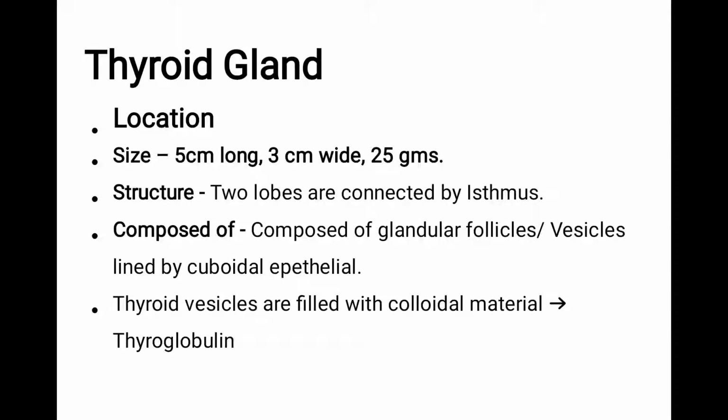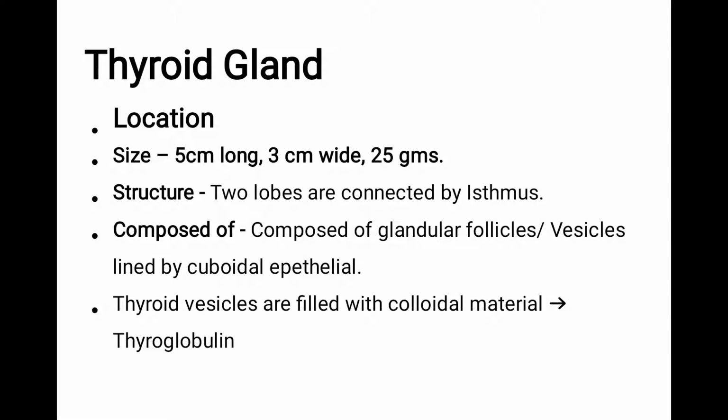Coming to the thyroid gland. The thyroid gland is located at the front of the neck just below the Adam's apple, that's nothing but the larynx. It's a butterfly shaped structure with two lobes. The two lobes are connected by an isthmus on either side of the trachea.